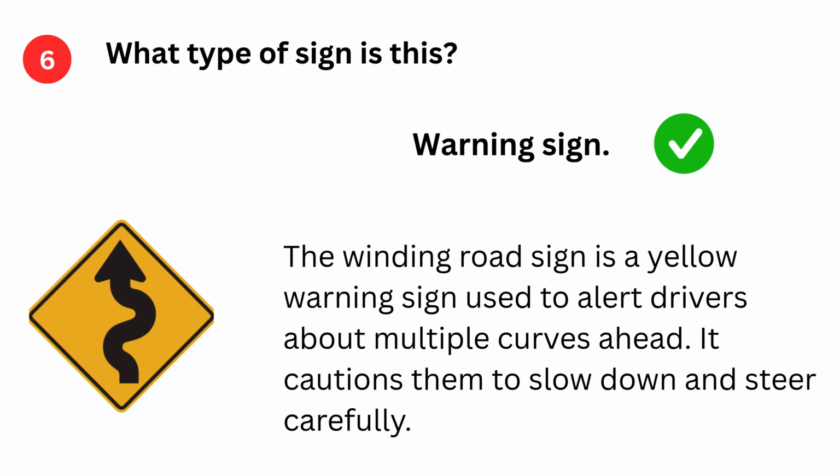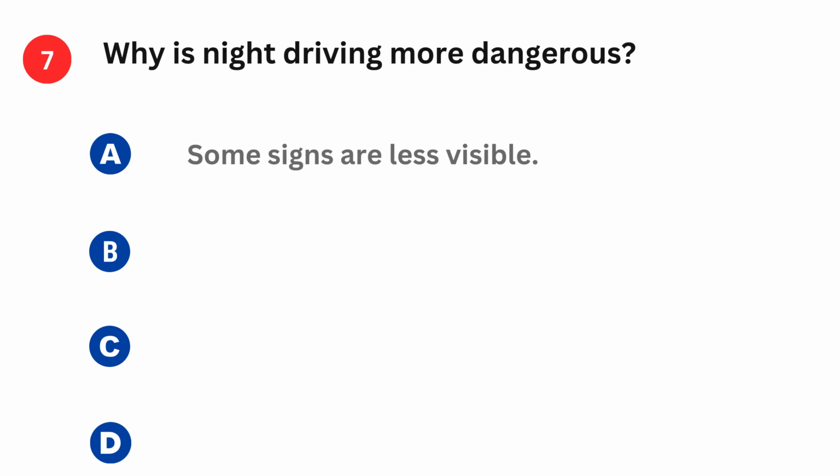Warning sign. The winding road sign is a yellow warning sign used to alert drivers about multiple curves ahead. It cautions them to slow down and steer carefully.